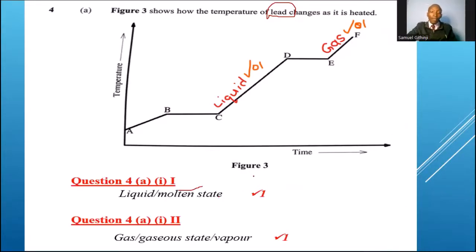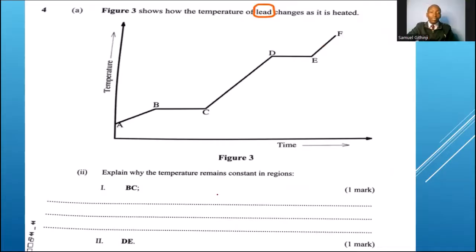Okay, there they are. Whether the student indicated on the diagram or on the spaces given, it was okay. For gases, you can say gases, gaseous state, vapor. Liquid, you can say liquid, molten, well and good. That's fine. Look at that one. Explain why the temperature remained constant between B, C. Remember, this is Form 1 work, my student. But because of this word that I have said just some seconds ago, the student missed it.